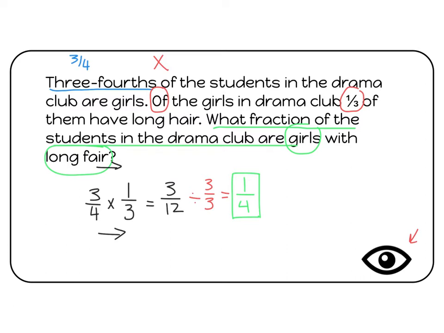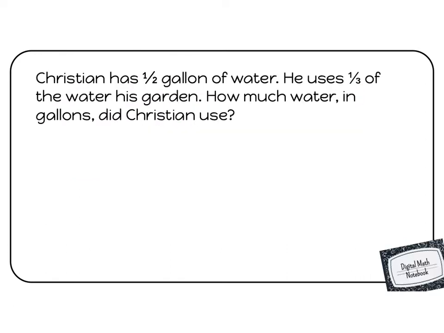Let's try one together. All right, friends, you have this in your digital math notebook, and I've given you some boxes to fill in. However, you can also use your other tools in Google Slides to highlight or circle or underline the word problems as you would like. Christian has 1/2 gallon of water. He uses 1/3 of the water to water his garden. How much water in gallons does he use?